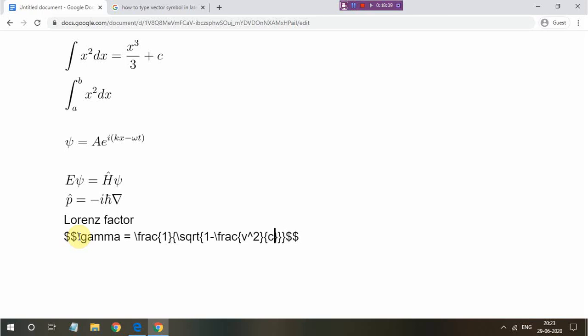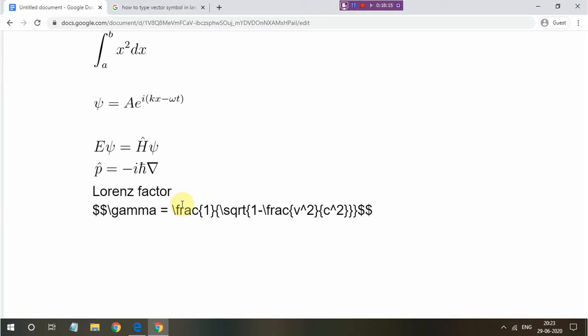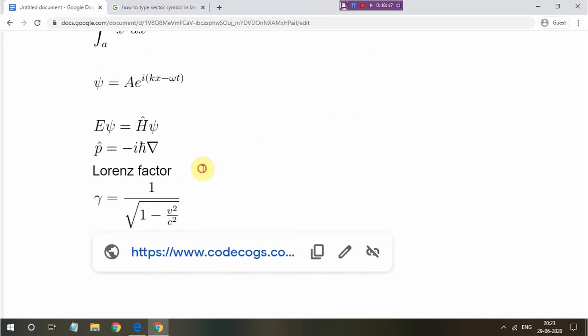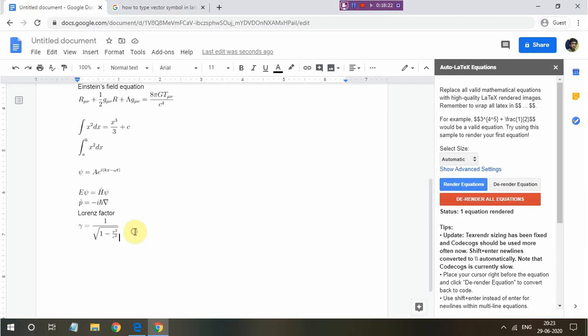So this is how you type the Lorentz factor. Let's see if this is okay. And yeah, so this is gamma, 1 over under root of 1 minus v squared by c squared, right.